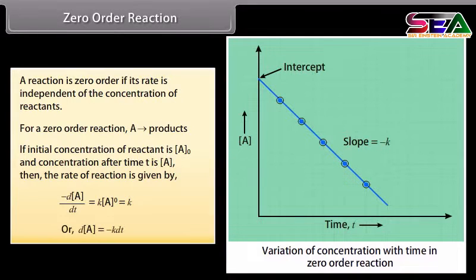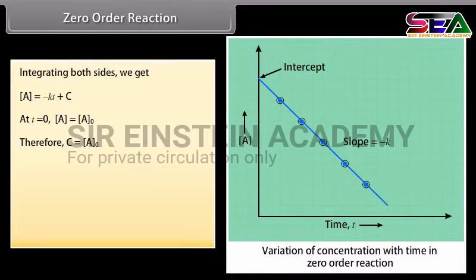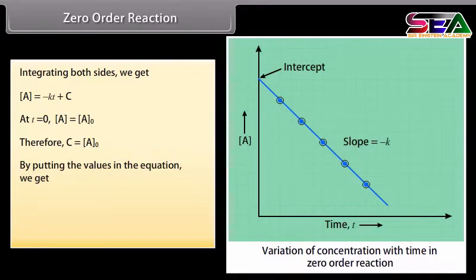It can be written as dA is equal to minus K dt. Integrating both sides, we get A is equal to minus Kt plus C. At t is equal to 0, A is equal to A naught. Therefore, C is equal to A naught. By putting the values in the equation, we get A is equal to minus Kt plus A naught. Or it can be written as K is equal to 1 upon t multiplied by A naught minus A.